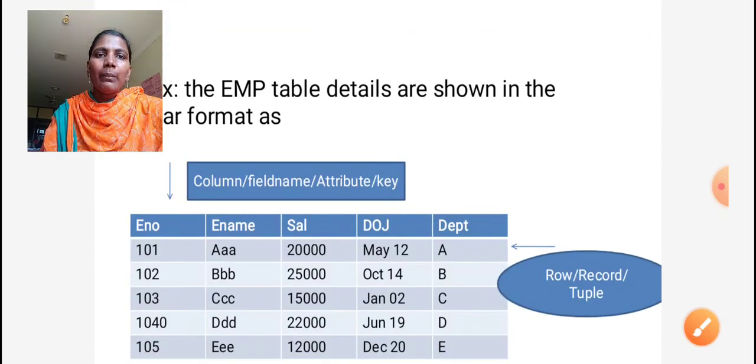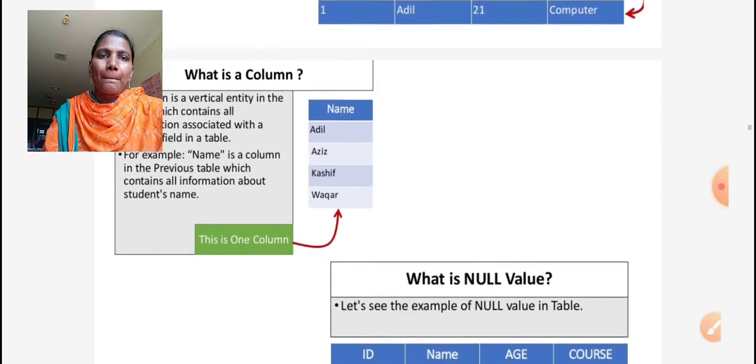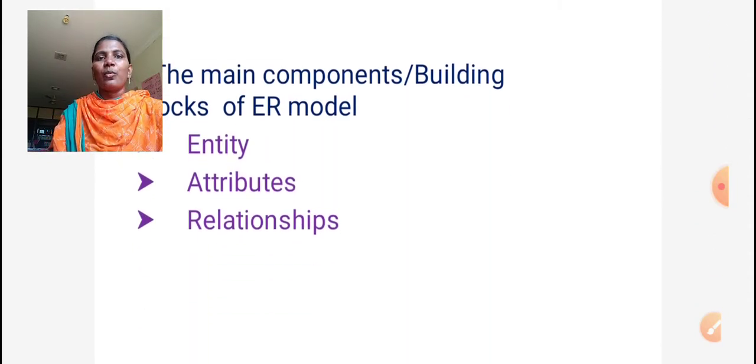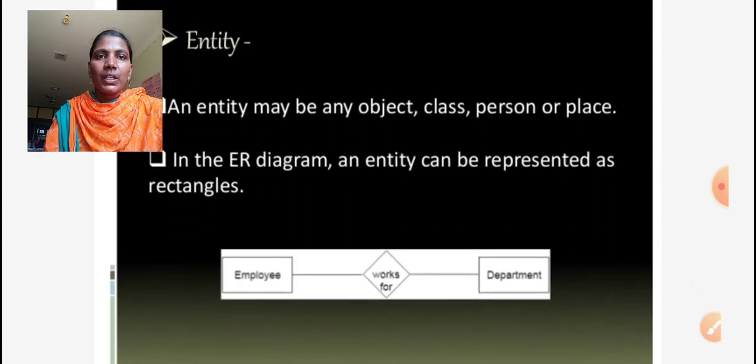Next, the building blocks of the ER model. Here it displays the building blocks, or components, of the ER model. From here onwards our subject goes on. There are three main building blocks present in the ER model: entity, attributes and relationships. Here we can see what an entity is, what the attributes are and what the relationships are.